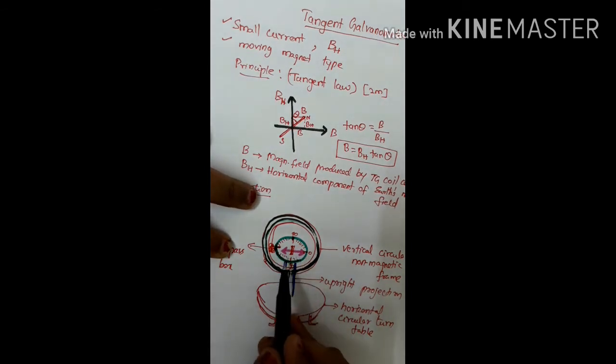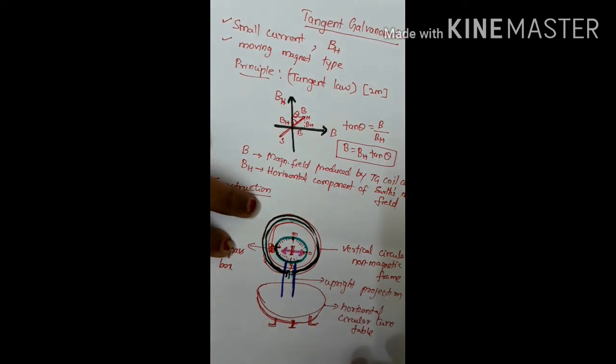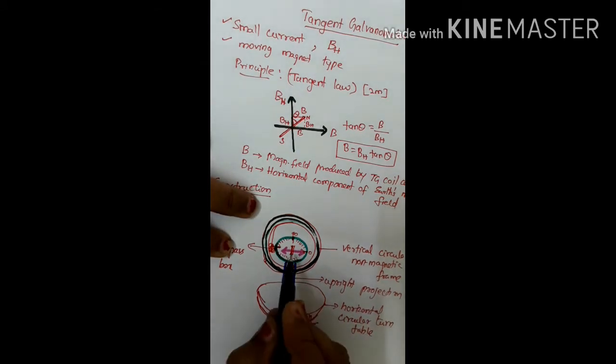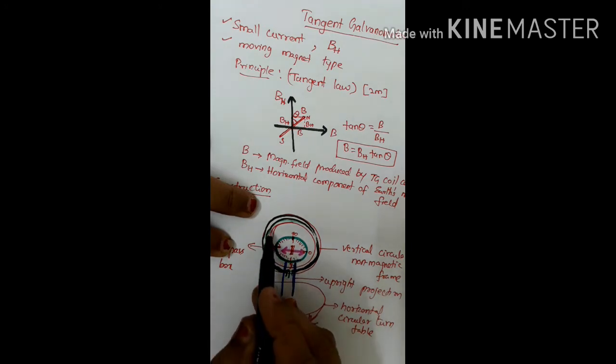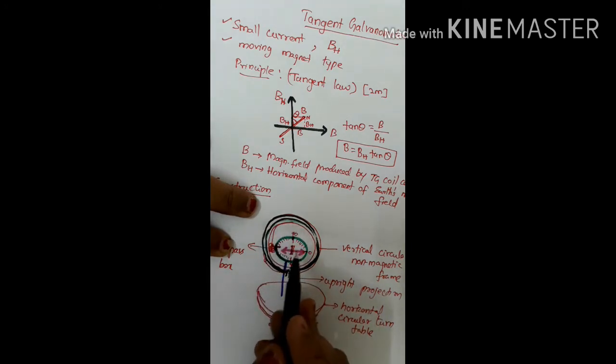To sum up, the compass box consists of a circular scale with 4 quadrants, and it also consists of a magnetic needle and an aluminium pointer, which are at right angles to each other. The upright projection supports this compass box. So this is all about the description. One more thing you have to note down: the center of this suspended or pivoted magnetic needle and the center of the coil, this vertical circular frame coil, should coincide. That is also something you have to remember.